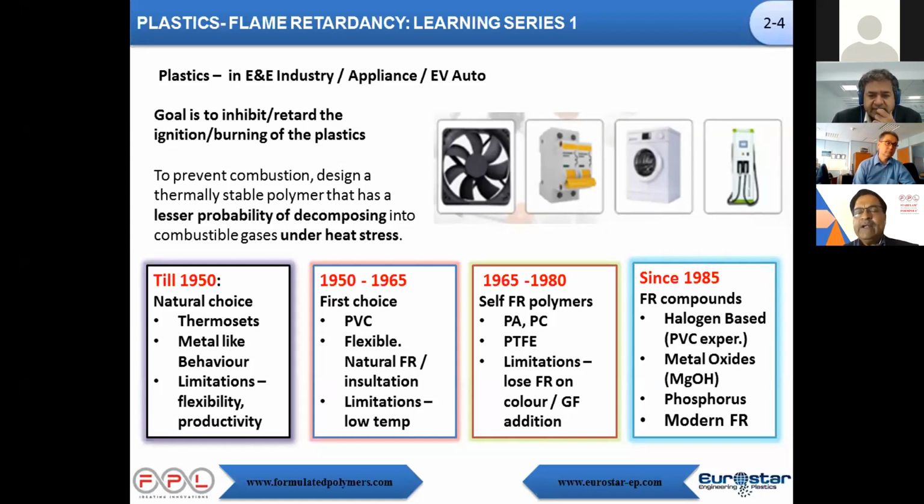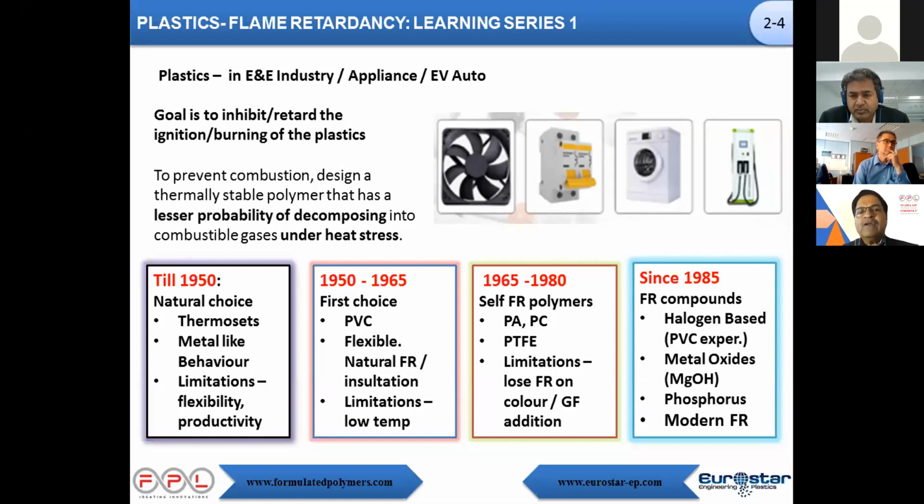Between 65 and the 80s, there were a lot of natural flame retardants. When I say natural flame retardant, a polymer by itself doesn't support flame. They were materials like polycarbonate, polyamide, PTFE. These are all the ones which don't support flame by themselves. So they were a natural choice for the electrical or electronic industries where they wanted a flame retardant system.